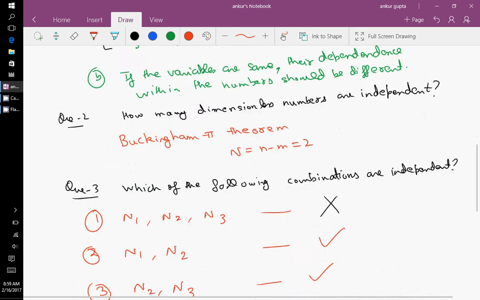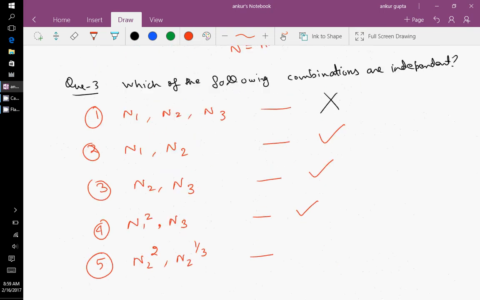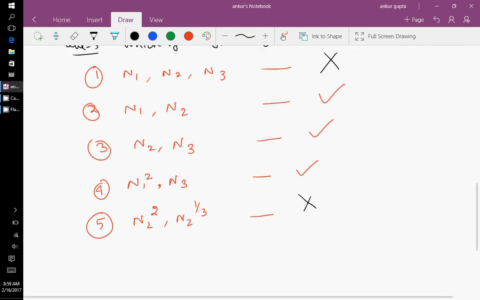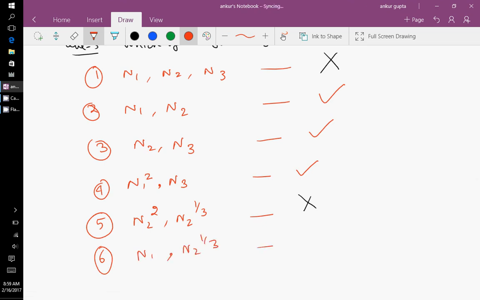So they are actually not independent from each other. So they are dependent on each other. So this is not a valid combination. However, if I have a combination of n1 and n2 raised power of 1 by 3, is this a valid combination?